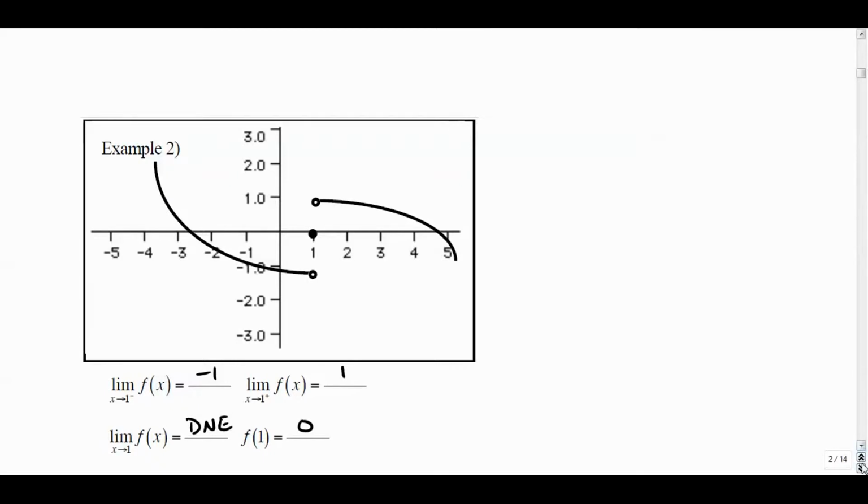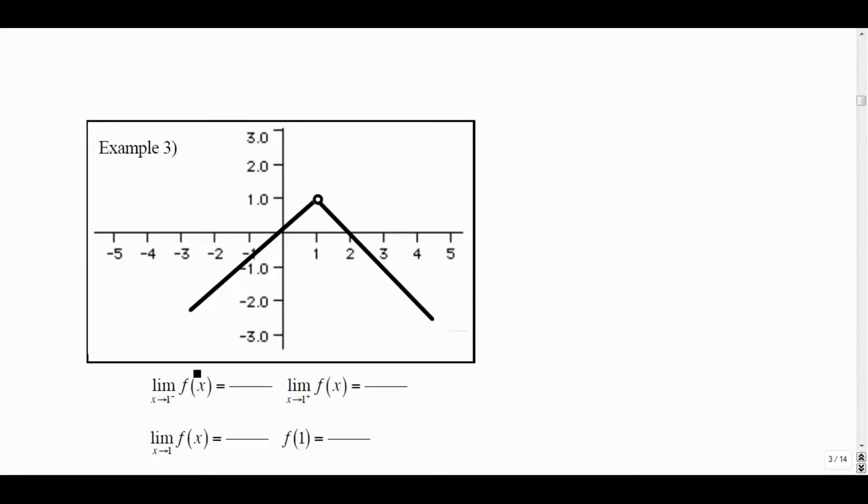Alright, moving on. The left-handed limit as x approaches 1 from the left is positive 1. We're looking at some sort of absolute value function here. 1 from the right, same thing, it's positive 1, which means the overall limit is 1. The function value at 1, however, is an open circle. It's undefined. If I were to ask you what the limit of the function is as x approaches infinity, it gets infinitely small. It's going to continue to decrease forever.